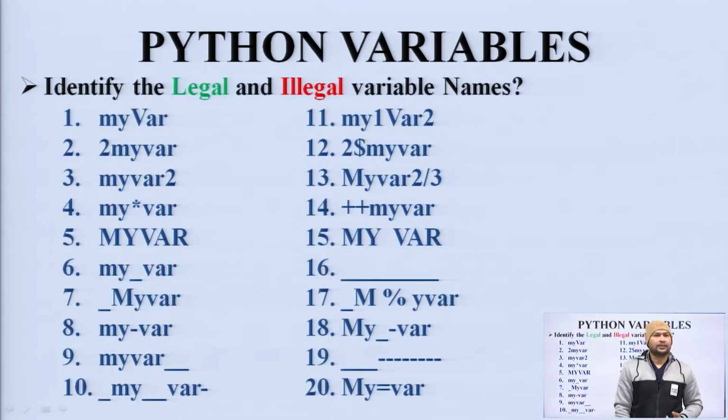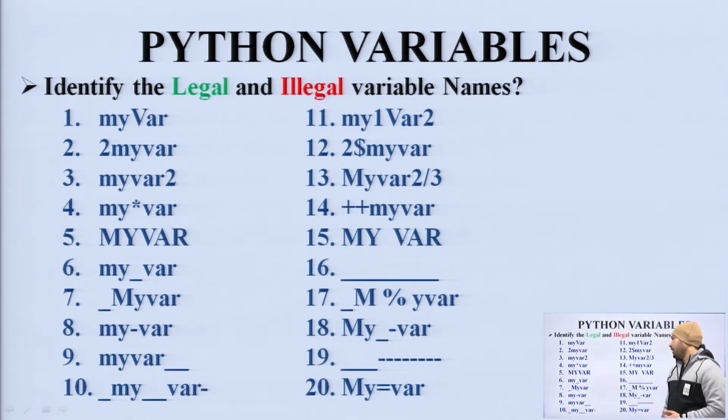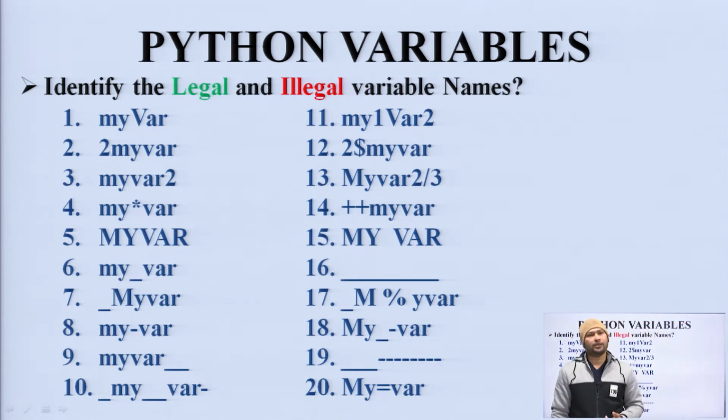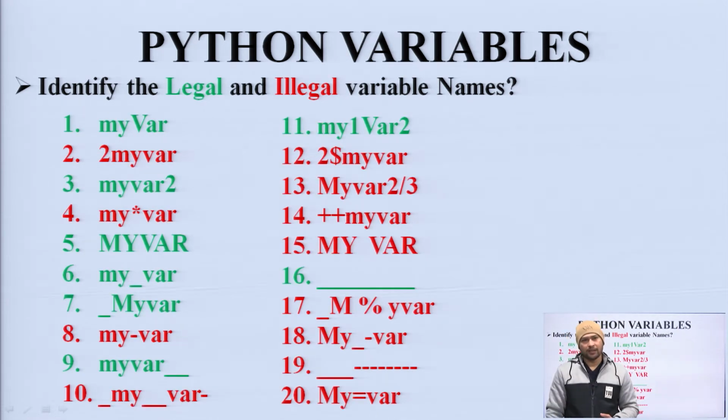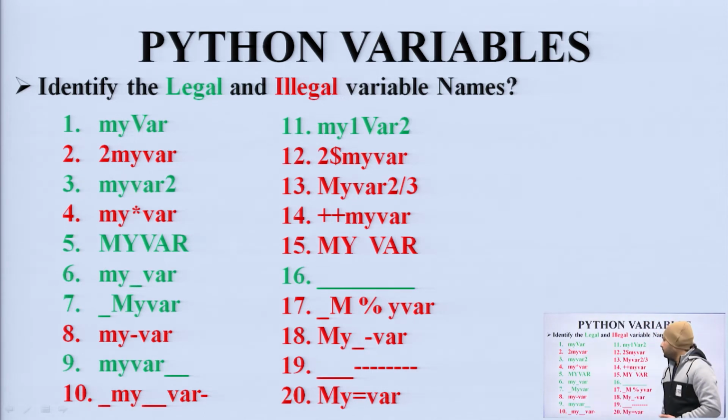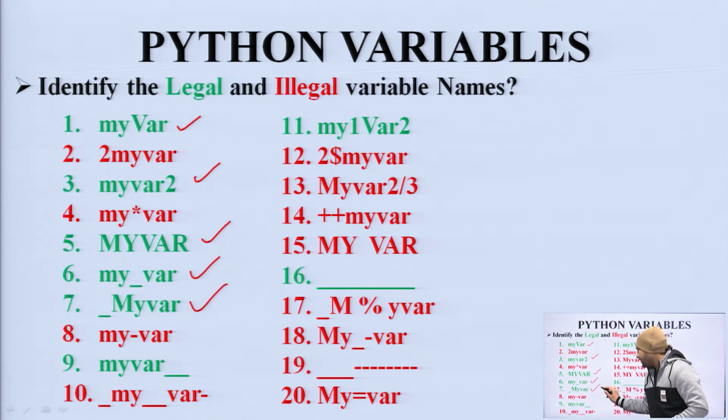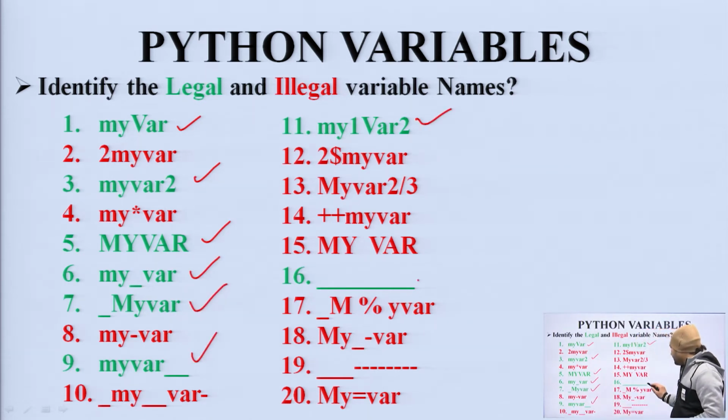Now, it's a little exercise for students to find out the legal and the illegal variable names. These are some examples, and here you will identify which variable names are valid and which are not valid. The solution is 1, 3, 5, 6, 7, 9, 11, 16. These numbers are valid variable names, whereas the rest are illegal, or not valid.